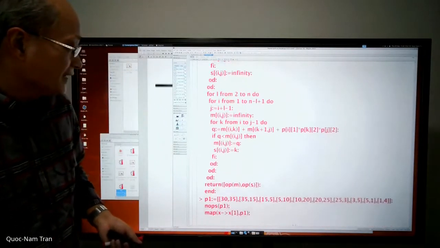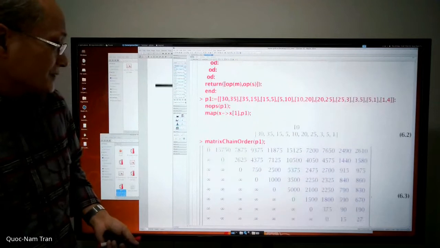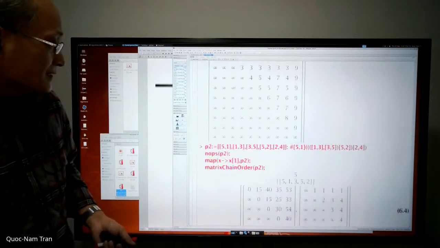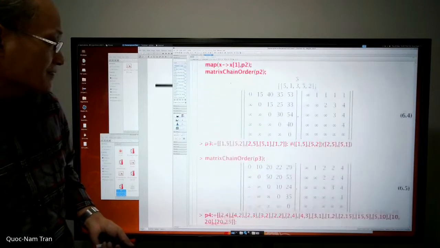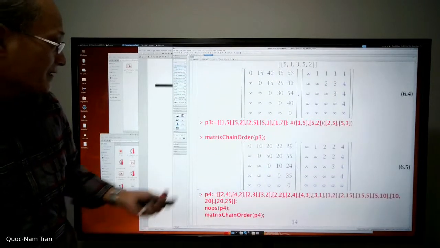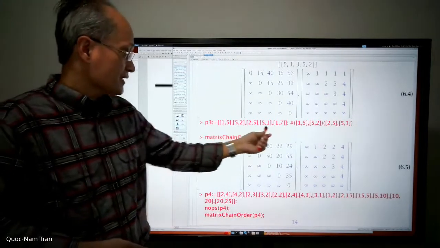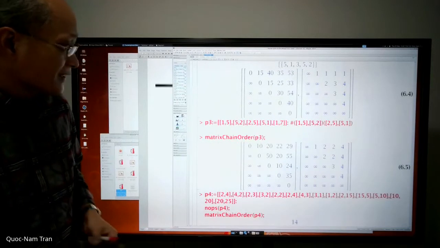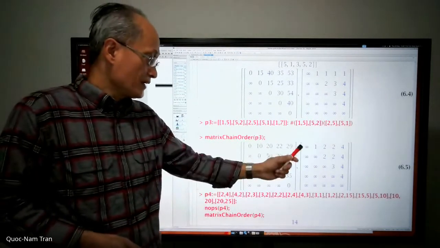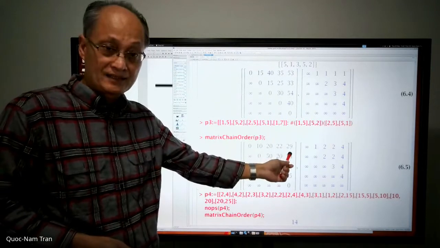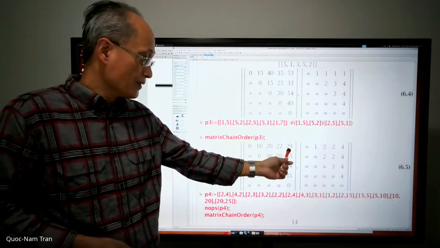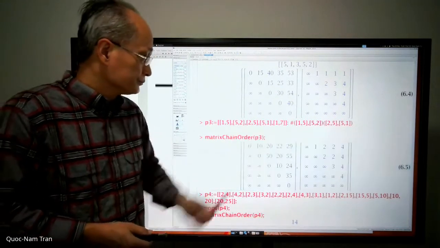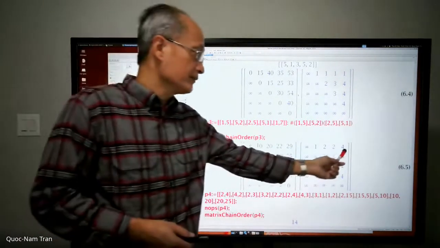Right? And then for the hands-on practices, here's what I have. So when I have the sequence of matrices like this, then the results I have is here, right? So that said, we have, say, 29 as the smallest number of element multiplications, right? Okay. And then here is what you have, right?